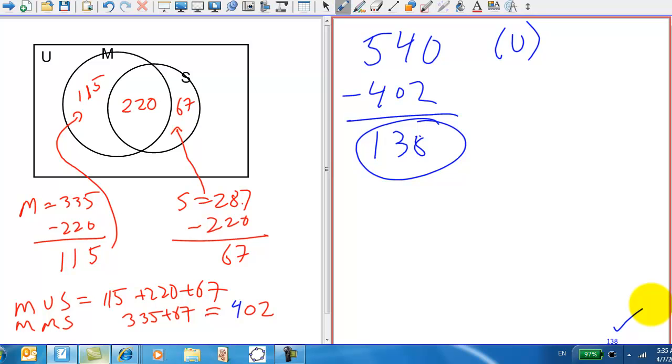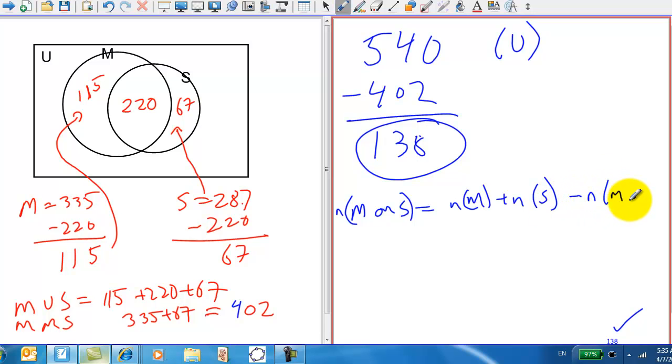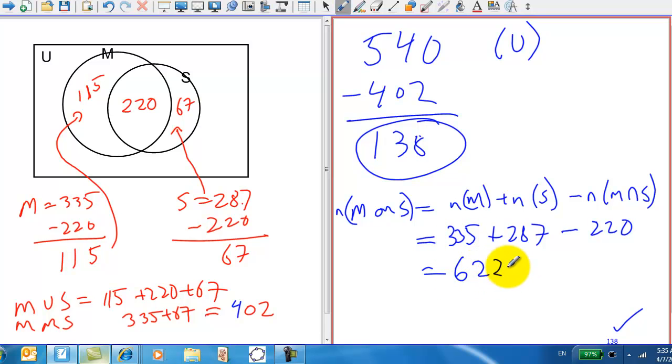Now another way you could have done this with our inclusion-exclusion principle is to say M or S will equal the number of elements in M plus the number of elements in S minus the number of elements in M intersected S. So that was 335 math students, 287 science students, minus the 220 overlap. So there's your 622 minus 220 is your 402 that we came up with over here. Take your pick about which way you find works better.